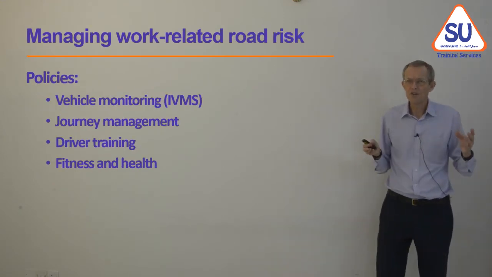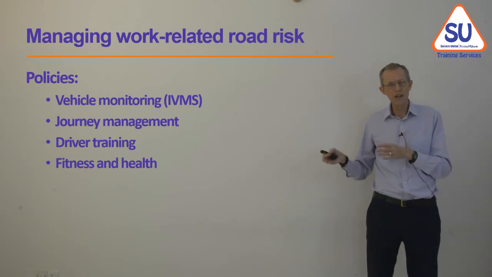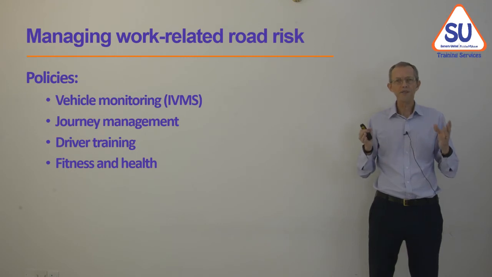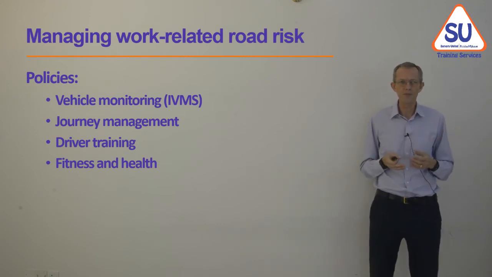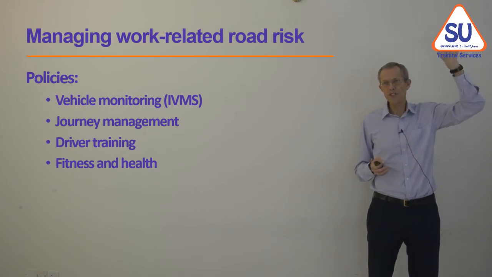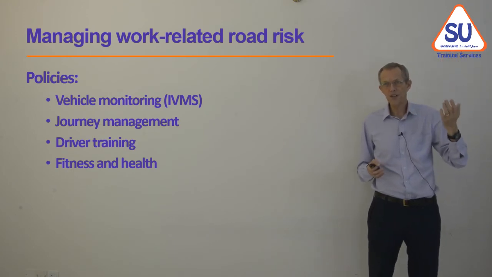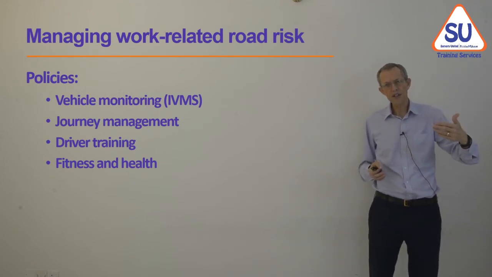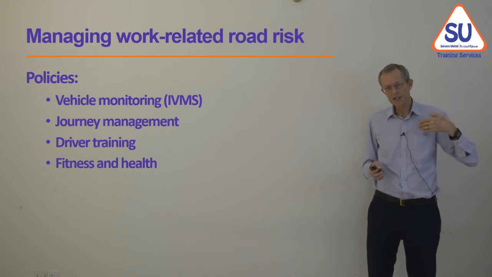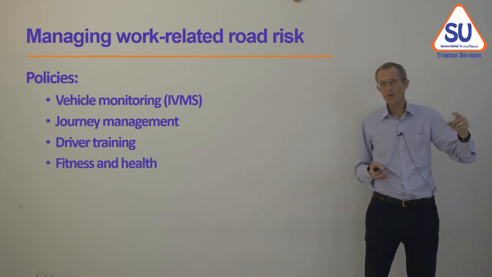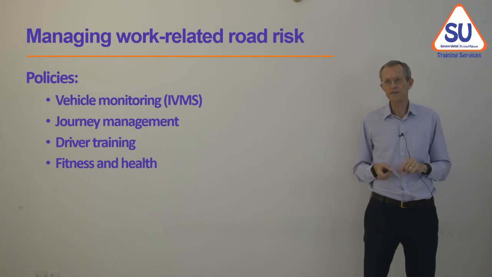So to manage work-related road risk, we need a policy. The policy might be, we have in-vehicle management systems. These are GPS, global positioning system devices attached to the vehicle and can tell the operator of the system how fast you are going, whether you're accelerating rapidly or braking harshly, and they can give a continuous, real-time report to the manager of how you're driving.